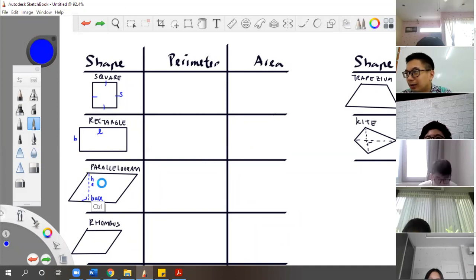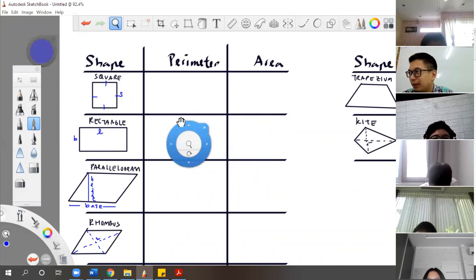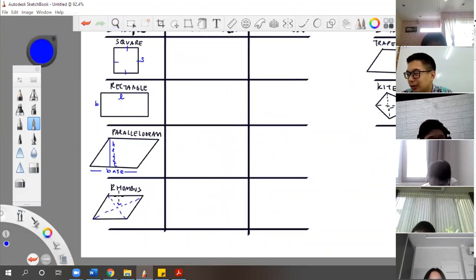And parallelogram, this is base, and this is the height. Wait, not enough space. I put the base below, I think. Okay, there you go. This is the base, and this is the height. Okay, and rhombus has diagonals. So it can be used for perimeter and area. So this is the same, right? Like an inverted or folded square.